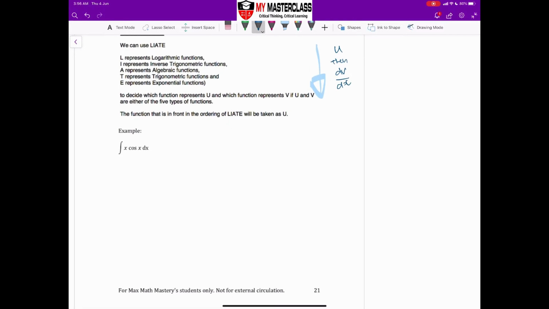So what happens is that you realize that you have two parts. One is x, the other one is cosine x. If you go down the list, algebra will come before trigo, which means that your u here will be equal to x, and dv/dx will be equal to cosine x. If you look at the formula, I need to have du/dx, and the same thing, I have to have v. So I need to differentiate here to give me 1, and I need to integrate here to give me sine x.